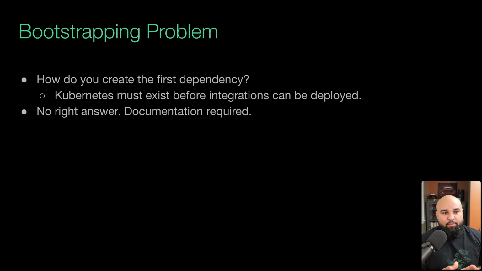First is the bootstrapping problem. And this is what steered me away from the Cluster API: how do you create the first thing? How do you create the first dependency that you need before you can get going? This is a big problem in software in general, but definitely in the Kubernetes world. For example, with the Cluster API, Kubernetes has to exist before you can use the Cluster API to provision more clusters. So you have that bootstrap problem there. And there really is no right answer here. Not going to lie to you. You just have to document what your requirements and dependencies are and make design decisions to limit them if possible. Again, not knocking anything, but that's just the reality of it.